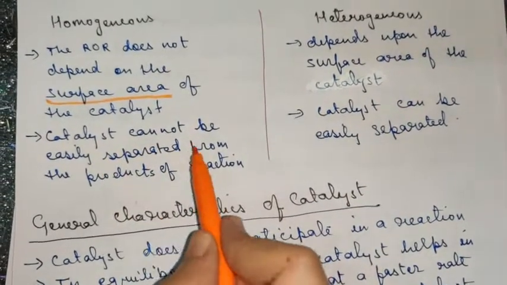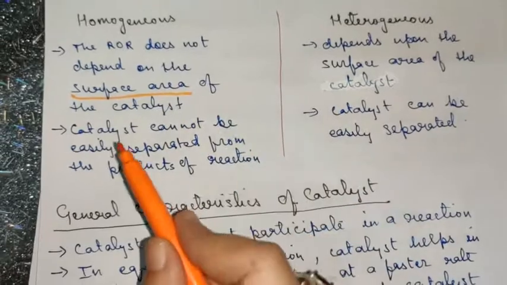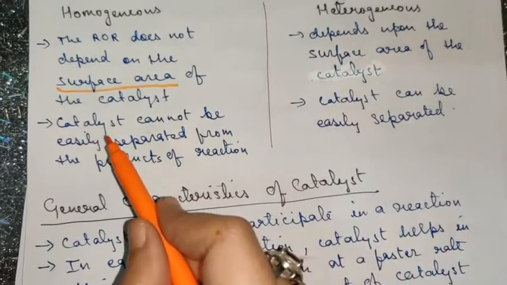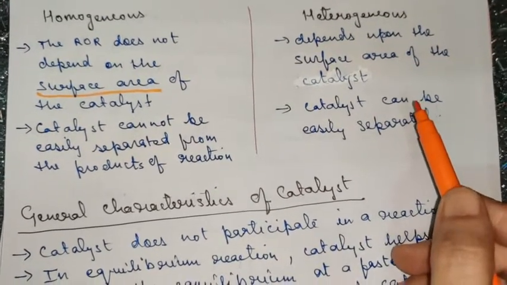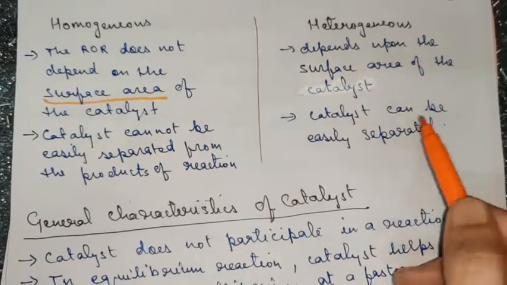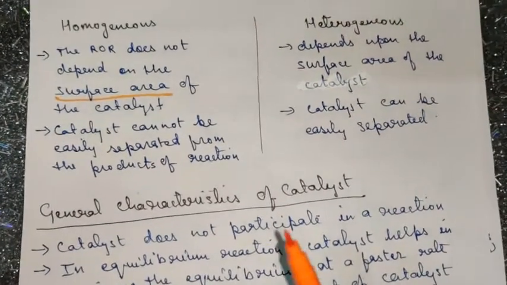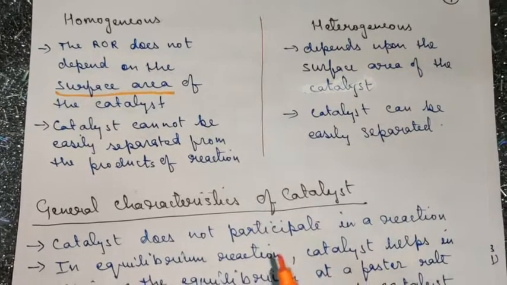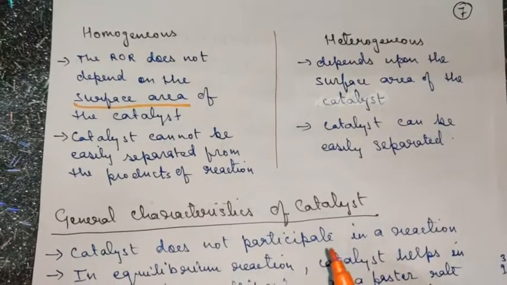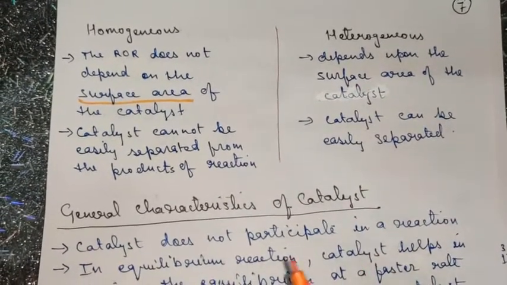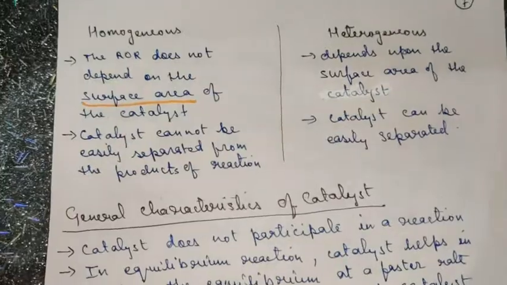In homogeneous catalysis, the catalyst cannot be easily separated from the products of the reaction because all are in the same phase. Separating a gas from gas, or an aqueous solution from an aqueous solution, is a difficult task, whereas in this case you can easily separate out a solid catalyst from the gaseous or the liquid phases. So I hope it is clear. Again, repeating the definition of catalyst, it is a substance which alters the rate of reaction without participating in the reaction. That is, it only helps in altering the rate of reaction, but it does not become a part of the reactant or the product.